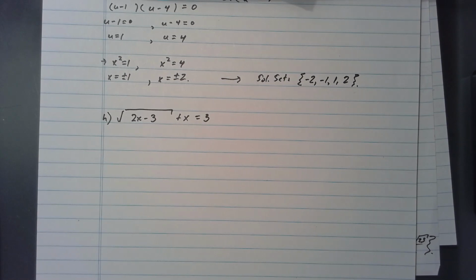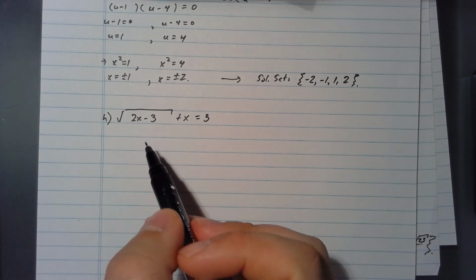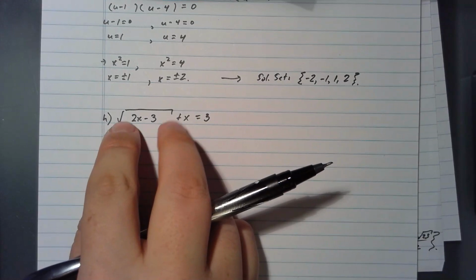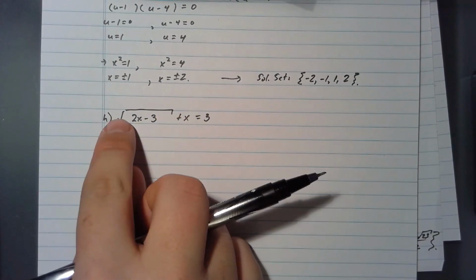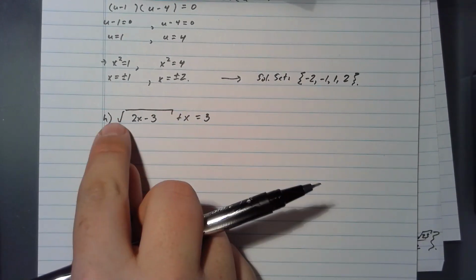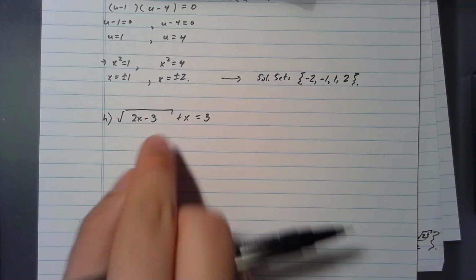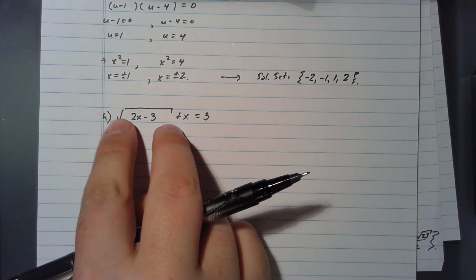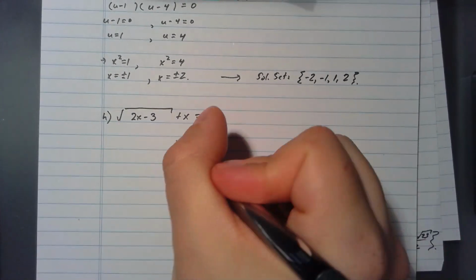This is a radical equation. So remember, in order to solve a radical equation, we need to raise this to the power of the index. This is a square root. So ultimately I want to raise it to the second power, but before I do that, I have to isolate this, right? So I have to subtract x.